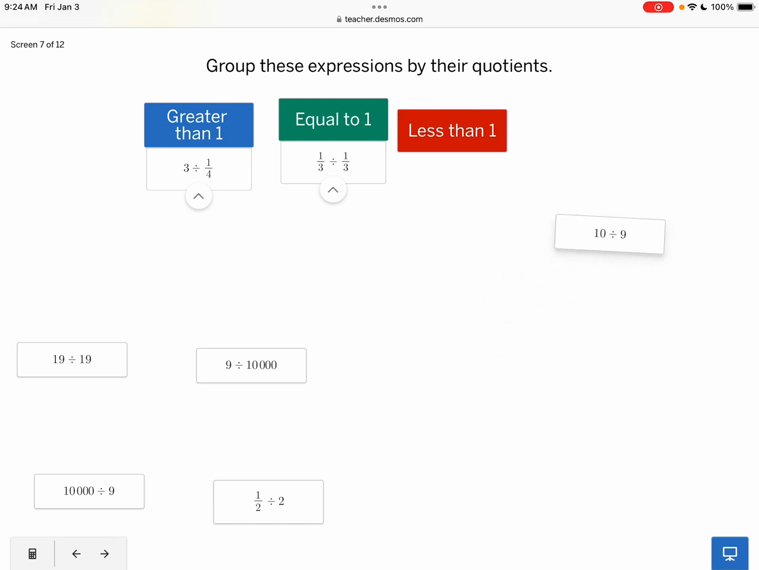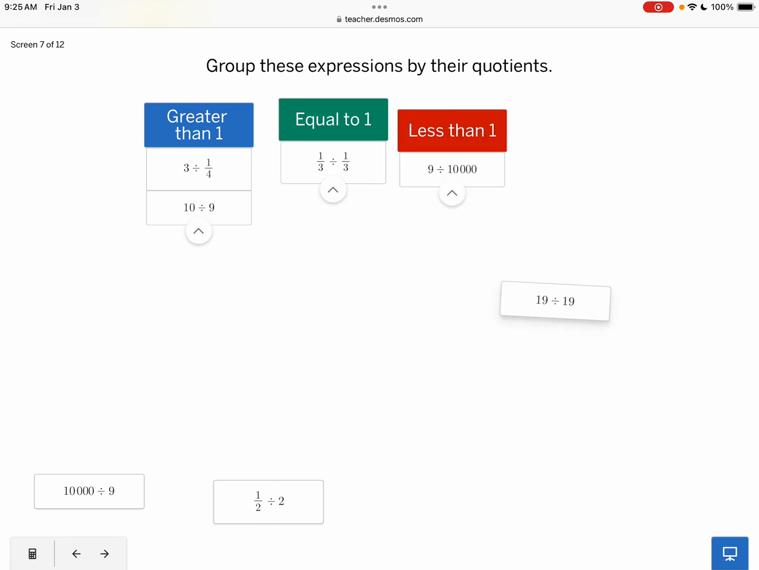Looking at our next one, 10 divided by 9. Again, to figure it out, we look at the first number. Is 10 bigger than 9? It is, so that would be greater than 1. Looking at our next one, 9 divided by 10,000. Is 9 bigger than 10,000? Hopefully you said no, so that would be less than 1. Looking at our next one, we have 19 divided by 19. Those are exactly the same numbers, so our answer would be equal to 1.